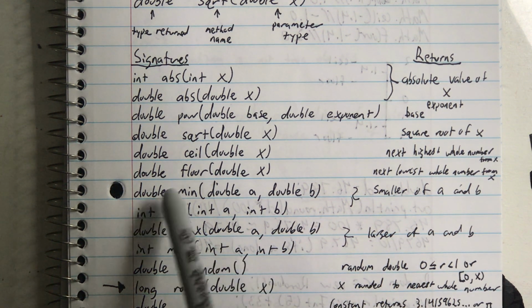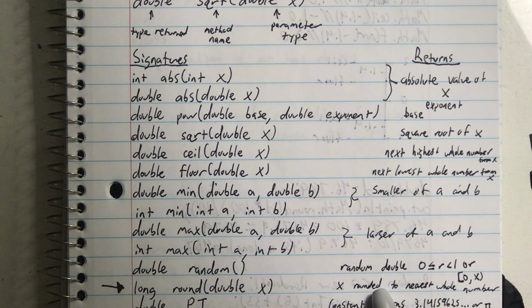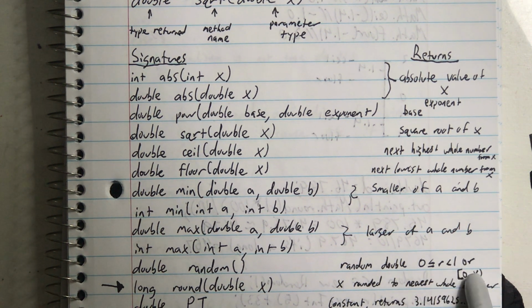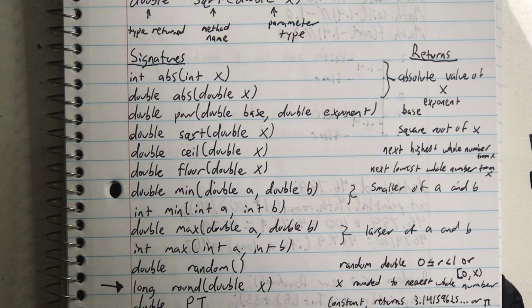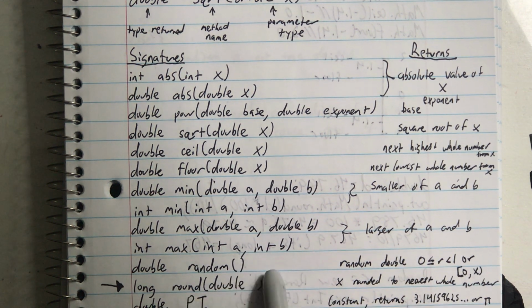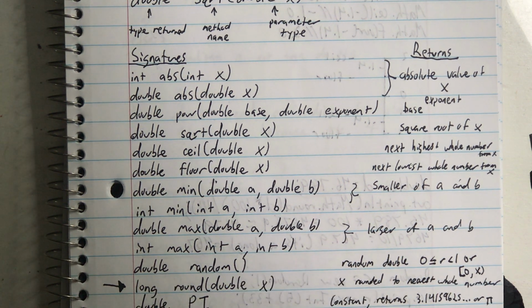Right? So double min is going to get the smaller of A and B, and double max or int max is going to get the larger of A and B. Now double random, you've got to know this one. It returns a random double from 0 to 1, 1 exclusive. So it includes 0 and goes up to 1. So let's say you did double random times 5. Then it's going to go from 0 to 5, but not including 5, and it's going to give you a random double from anywhere in that interval, right? It includes 0, but it doesn't include the number that you want to go up to, okay?